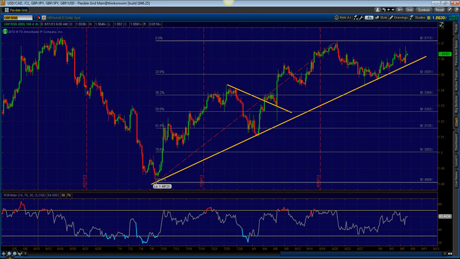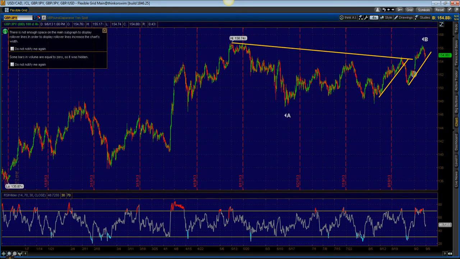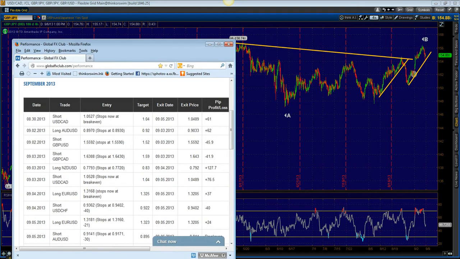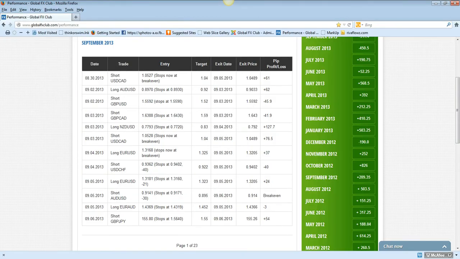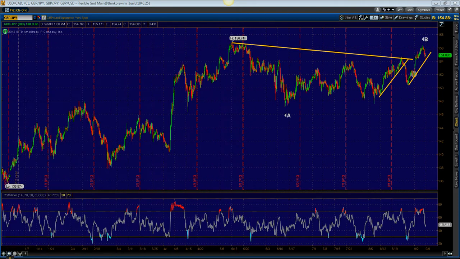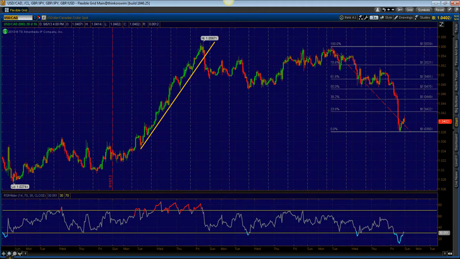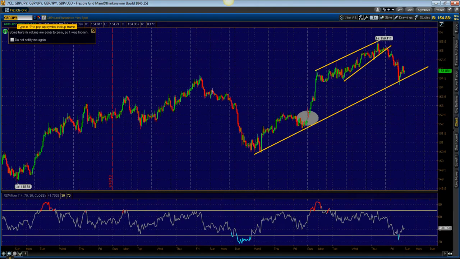Meanwhile, pound yen is also interesting as well. Remember, we were in a nice short last week. We booked it for plus 54 pips. Got short at 155.80, closed it at 155.26. Indeed, it extended a lot lower than that. I don't regret it. In my opinion, profits are profits. I'll take it. It was ahead of NFPs, so it could have gone either way.